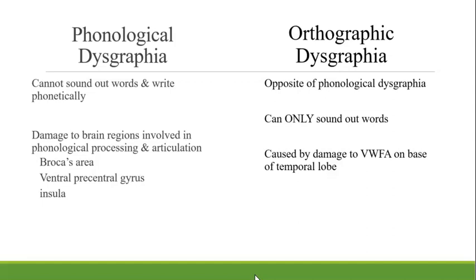Meanwhile, orthographic dysgraphia is the opposite of phonological dysgraphia, where it's a problem with the whole word processing, so we can only sound out words. And this causes a difficulty in spelling irregular words that may not sound like how they're spelled, and we're able to write pronounceable nonsense words. Now, like surface dyslexia, this is caused by a visual impairment, and this is by damage to the visual word form area on the base of the temporal lobe.